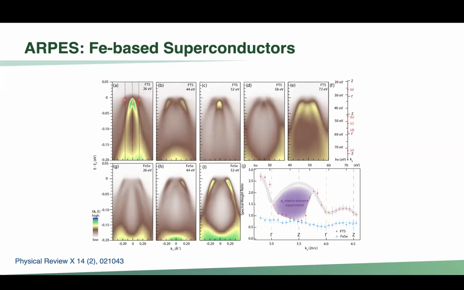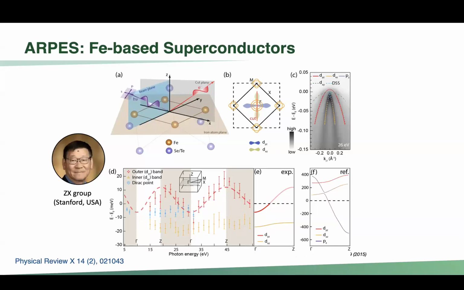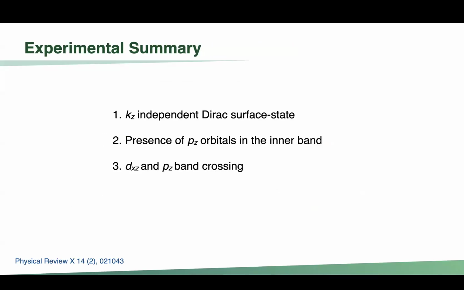And what they saw, which was also very important for us, is a band inversion with a pz orbital closer to the Z point, whereas the first DFT calculations were telling us that the band inversion, if it was happening, was closer to the gamma point. So, interesting information we got from the experimentalists. It's a case-independent Dirac surface state. We have the presence of pz orbitals, and the dxz and pz band crossing can be observed in the data.